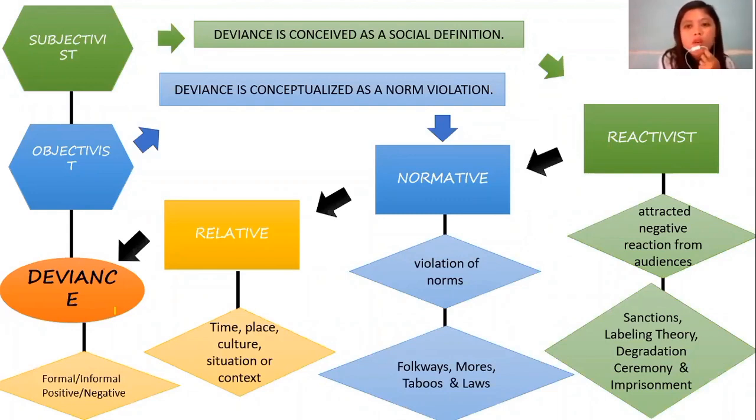So next we have mores. Mores are norms of morality. So these norms determine what is considered to be moral and ethical behavior. So in mores, it marks the difference between right versus wrong behavior. So examples of mores are the usual religious doctrines that we have.